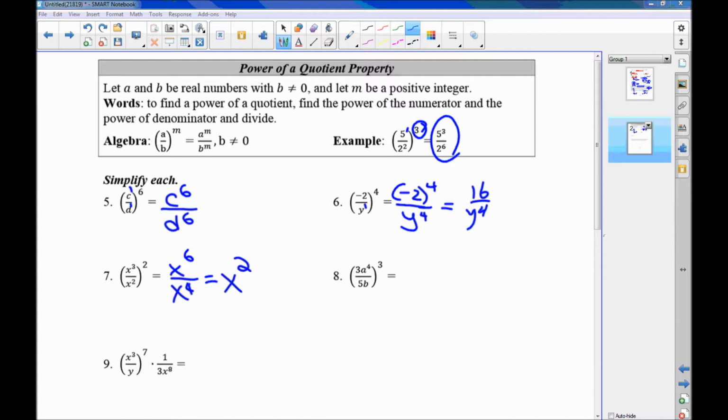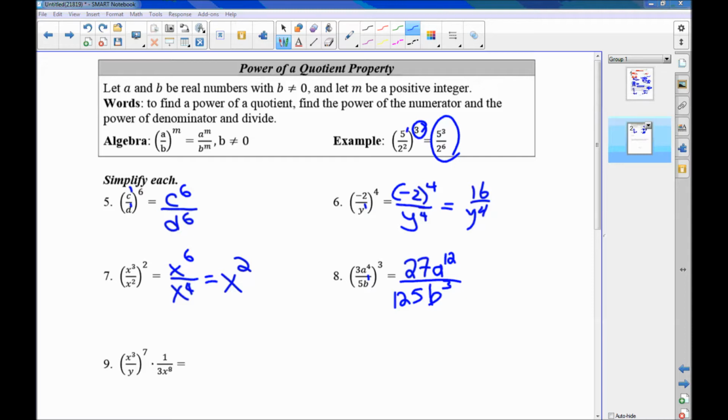Okay. And number 8, same kind of thing. 3 to the 3rd power is just 27. Go ahead and write in 27 there. And then 4 times 3 will give me a to the 12th power. And on the bottom, 5 to the 3rd power is 125. And the b had an exponent of 1, so 3 times 1 will give me b to the 3rd power.